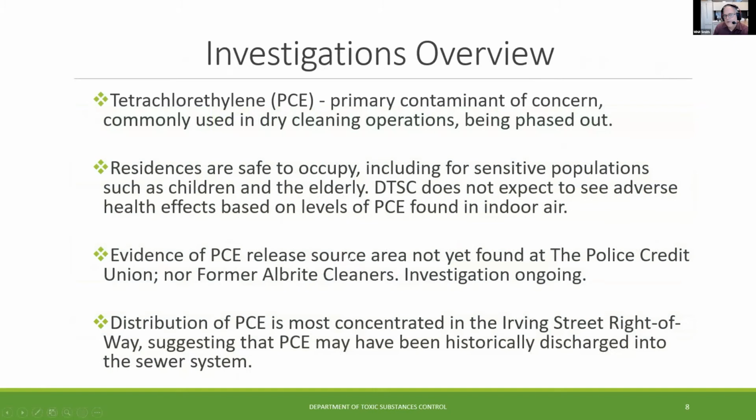Right. Kind of an overview of investigations to date. Tetrachloroethylene, which we'll be terming PCE for the rest of the meeting, is the primary contaminant of concern. It's commonly used in dry cleaning operations, and it's being phased out in California for dry cleaning, but will still be present in some consumer products. Consumers will still be able to purchase, use, and store these PCE-containing products in their homes. It's also difficult to prevent residential users from disposing of such liquid products down their toilet if they so choose.